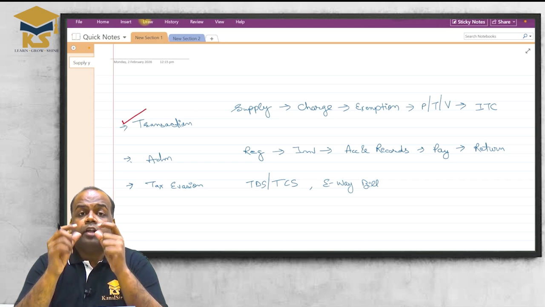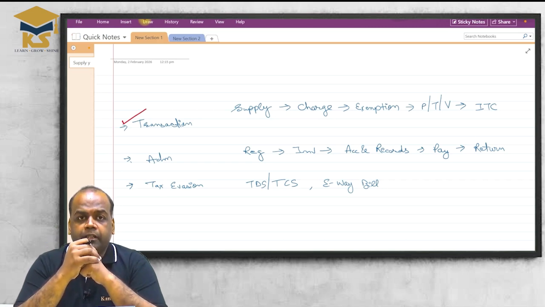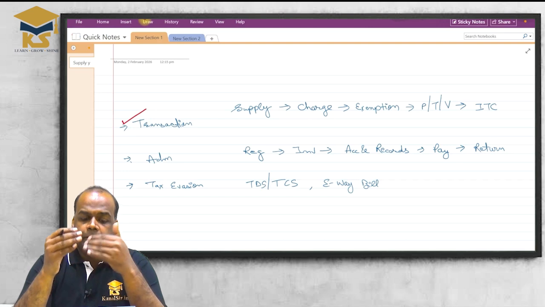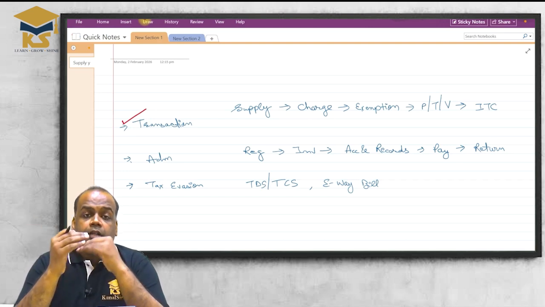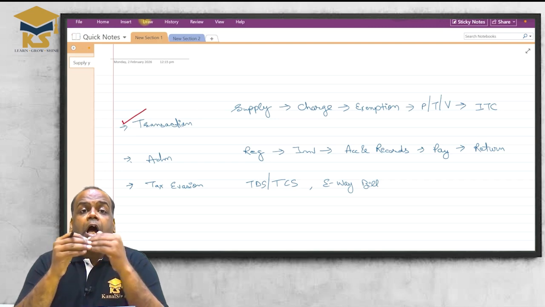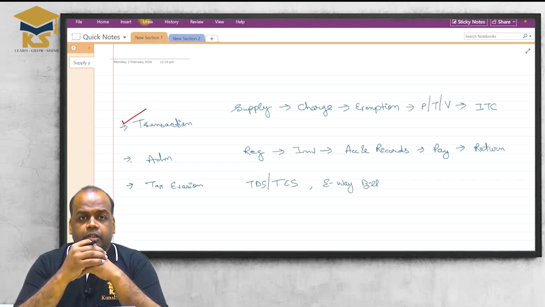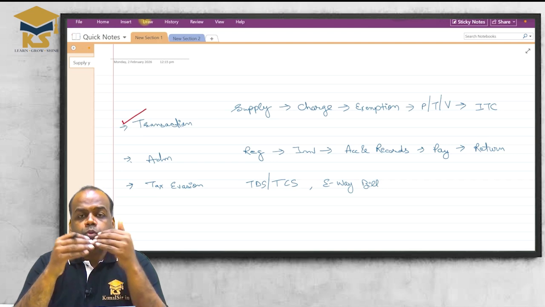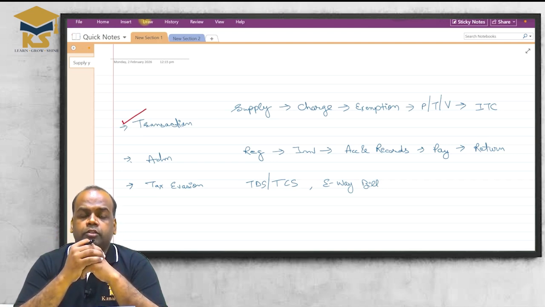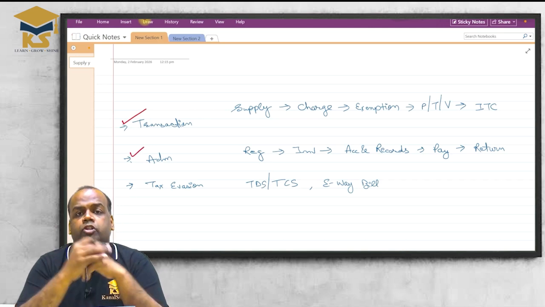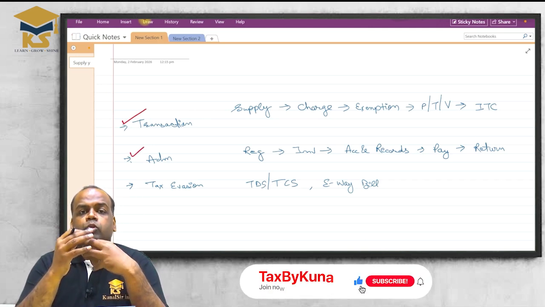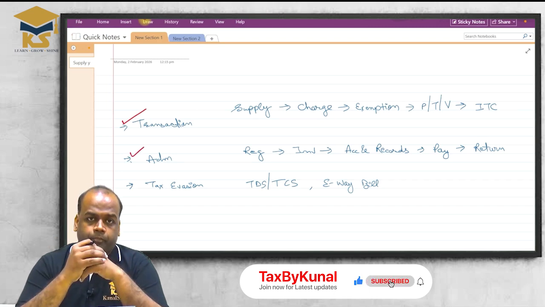So how that transaction will be governed, will be controlled. For the transaction, we have a few chapters. Then the second part is how to administer GST, like how to levy, how to do registrations. The second part, administration of GST, has nothing to do with the transaction.